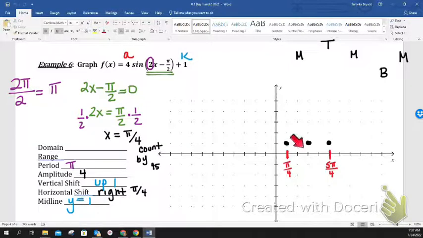And now in between here, because my amplitude is 4, I want you to count up 4. You're going to count up 4 to hit the top of the wave. So it goes all the way up to the top, which is 5. And then in between here, you are going to count down 4. So 1, 2, 3, 4. So this is what that wave is going to look like.